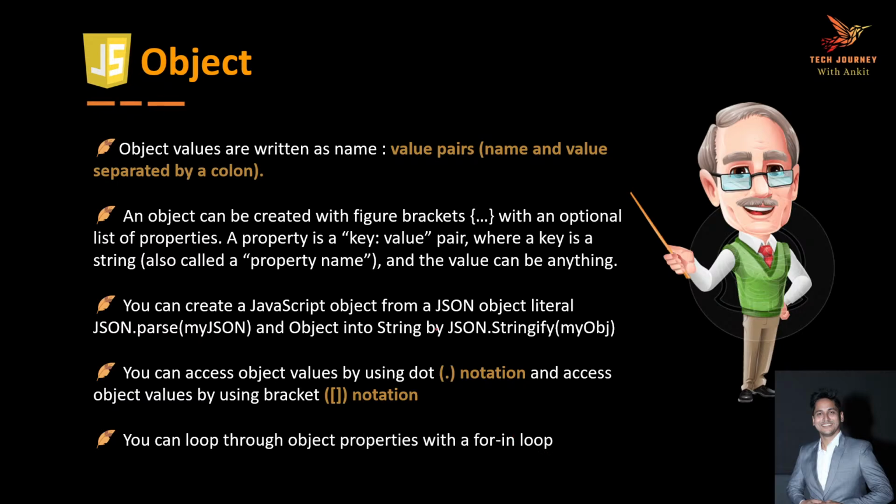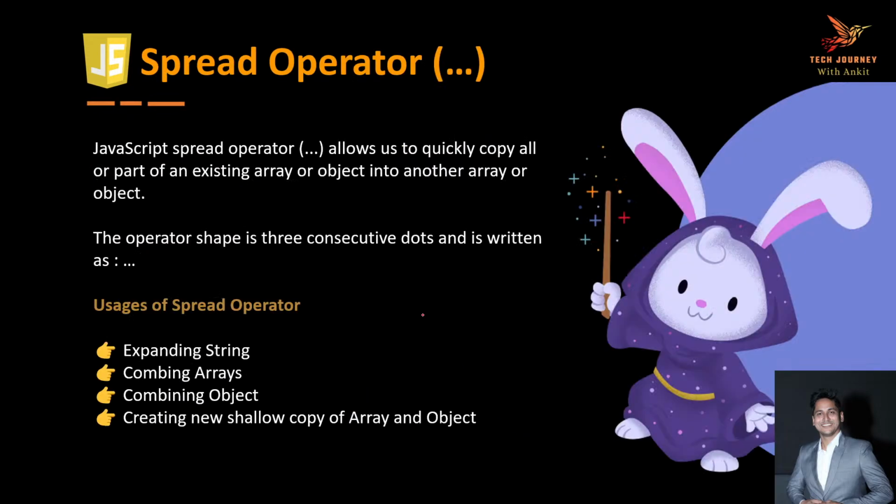Okay, let's move toward the next point. That is the spread operator. Spread operator comes from modern JavaScript. With the help of spread operator, you can perform different operations on arrays as well as objects. For example, if you have an array and you have to add new values into the array, you can do that with the help of spread operator.